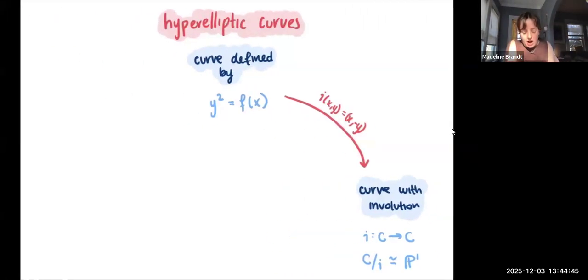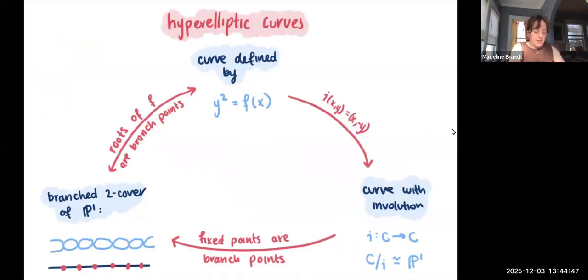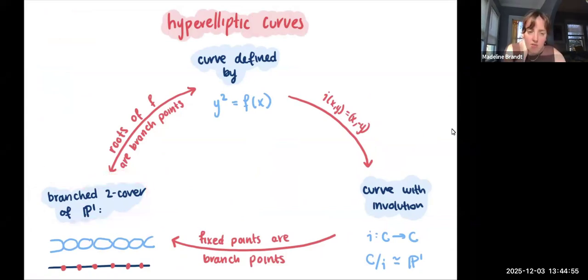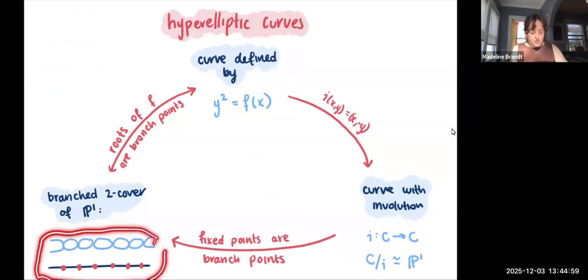And then the third definition, maybe the more typical one if you're an algebraic geometer, is that this is a branched double cover of P1. This is my cartoon of how that would look. Here's my branched double cover, and downstairs I have a P1. So how do you go between all of these definitions?